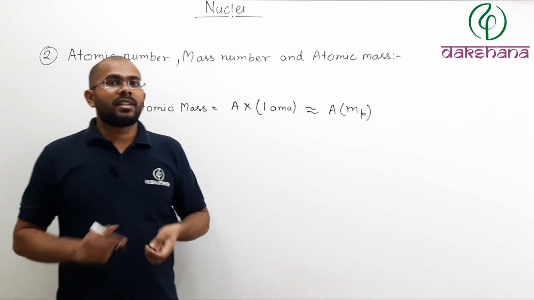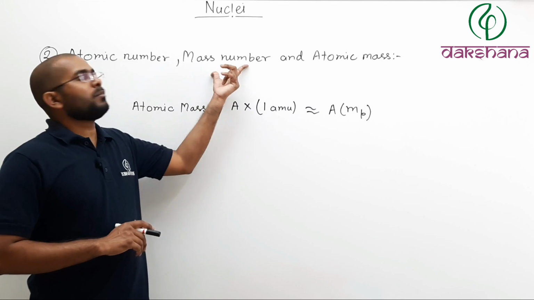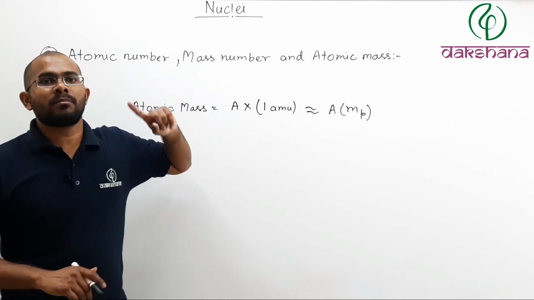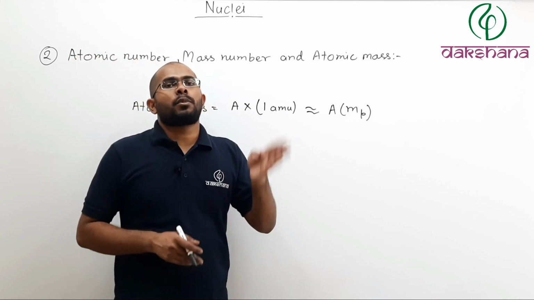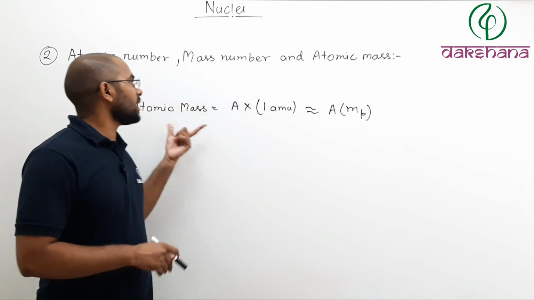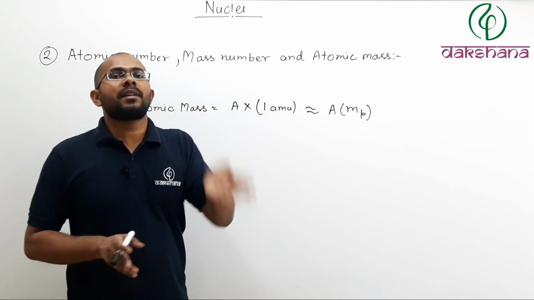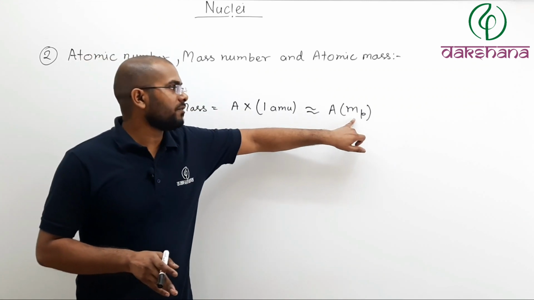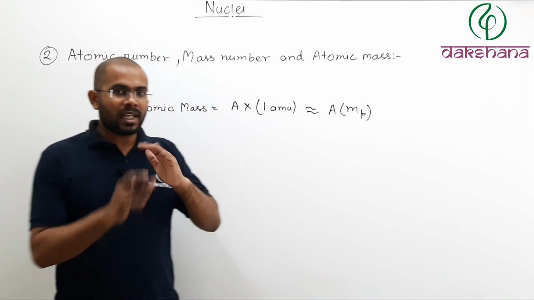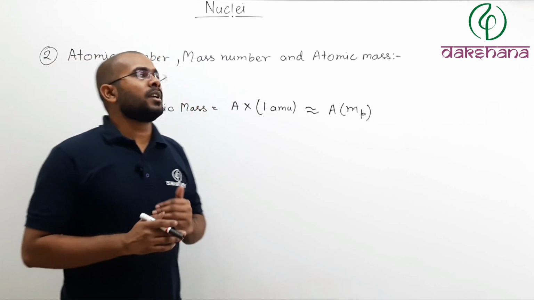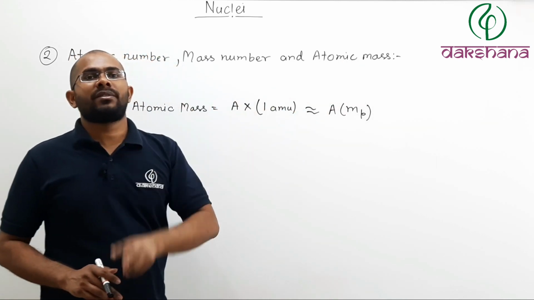Now remember, there is a difference between atomic mass and mass number. Mass number is the number of protons plus neutrons. Atomic mass is mass number multiplied by the mass of 1 proton or 1 atomic mass unit. So, there is a difference. Do not confuse mass number and atomic mass. They are two very different things.